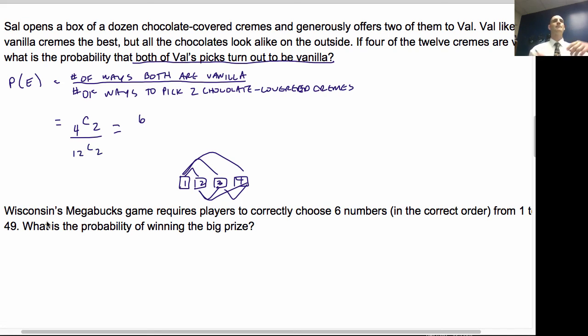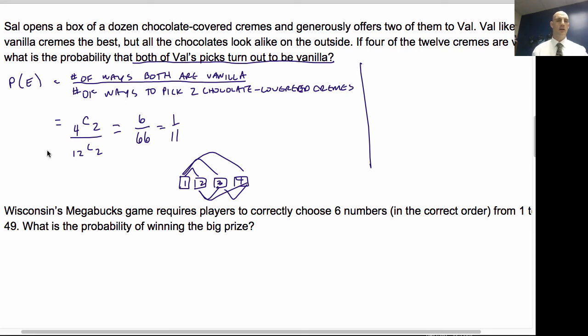Why? Because I'm not concerned with what they are. I'm saying how many total outcomes are there? How many ways could I pick 2? So I could have chocolate and vanilla, vanilla and chocolate. I need 12 of them. I'm combining them 2 at a time. And when I do that, that's 66. And so Sal has a 1 in 11 chance of giving Val 2 vanillas. That's one way to think about it. Total number of favorable outcomes over total number of outcomes. Maybe that doesn't make sense to you.